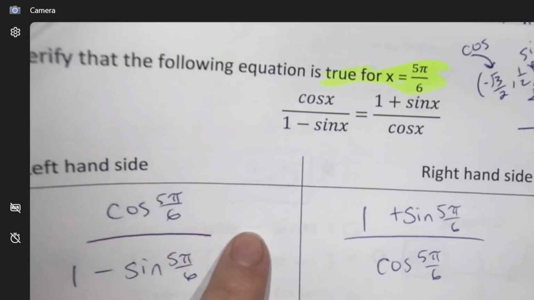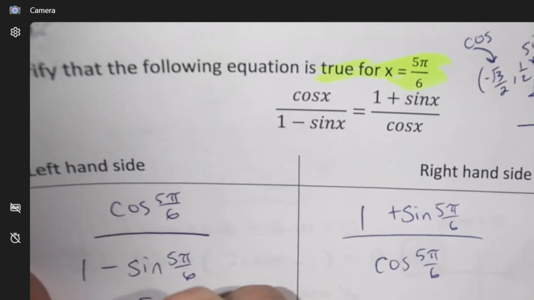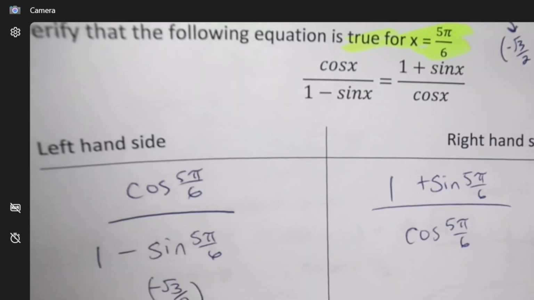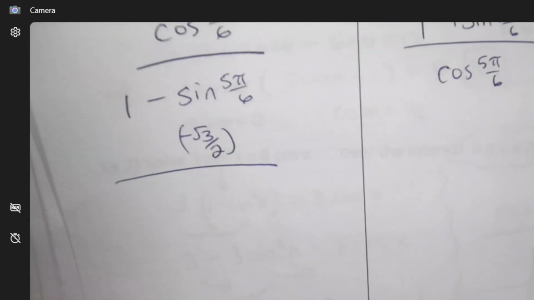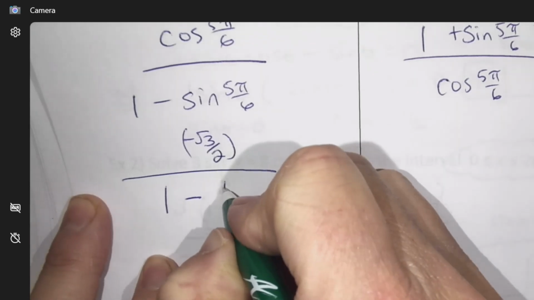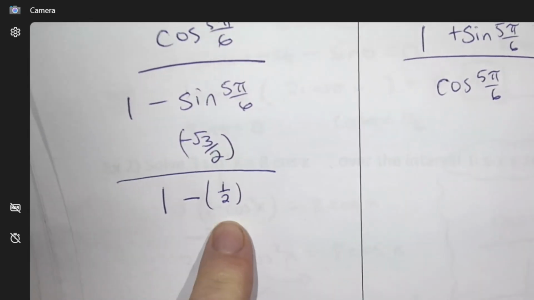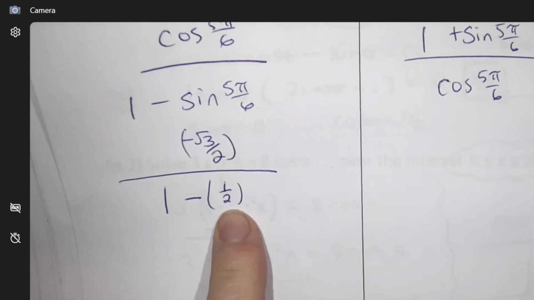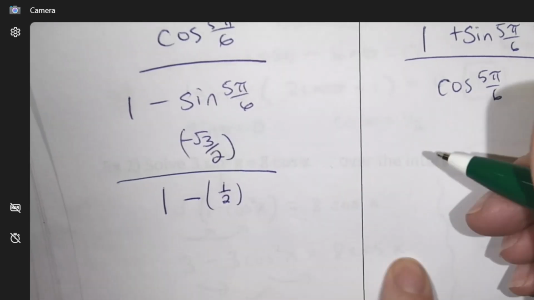The cos value. So we're going to replace that with a trig value. One minus, and we're going to replace the trig value. So sine gets replaced with the trig value.